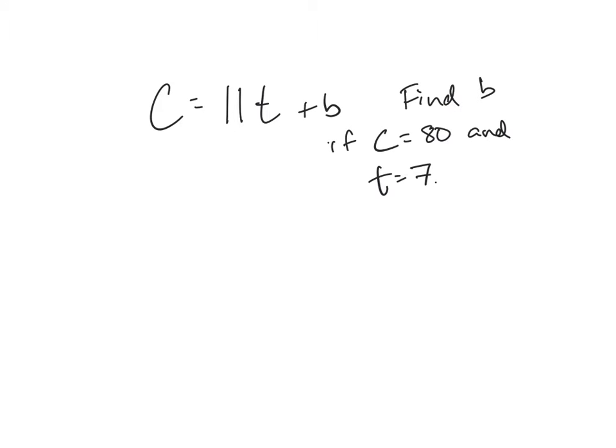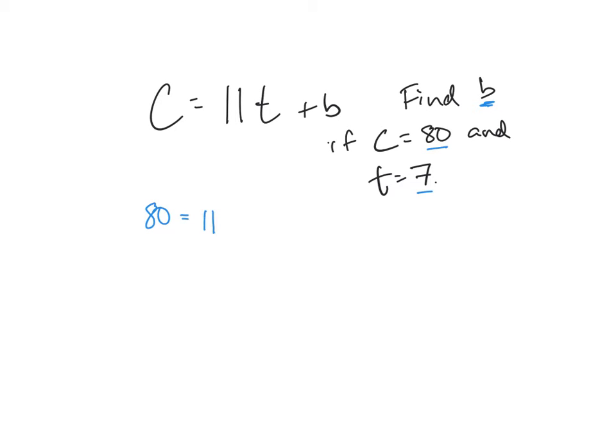Okay, for this problem here, we have C is equal to 11t plus b, and we've got to find b if c is equal to 80 and t is equal to 7. So what we're going to do is plug these values in. So c is 80, so I'm going to plug 80 in.